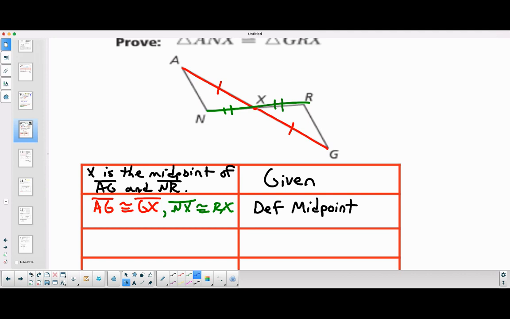But it is a bow tie proof, and I know that these vertical angles in the middle have to be equal. And at that point, I have those blue angles that are in between the two pairs of sides. So that's exactly what I want to do. I want to use a vertical angles step to say that these angles are equal. If I name the left-hand side AXN, that would have to be congruent to GXR.